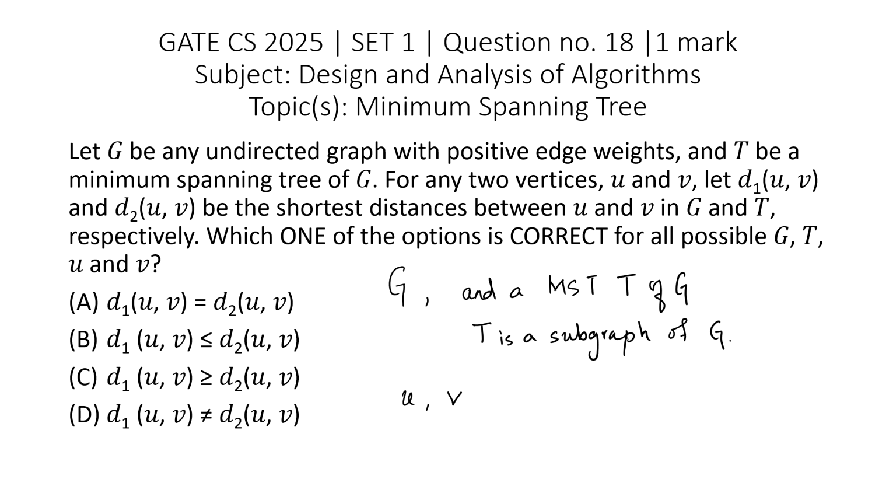So notice that when we say T is a subgraph of G, it implies that any edge in T is also present in G. Any edge, say VU, that belongs to T also belongs to the edge set of G. So, is it ever possible that we can have a shorter distance in T but a larger distance in G? This case can never arise.